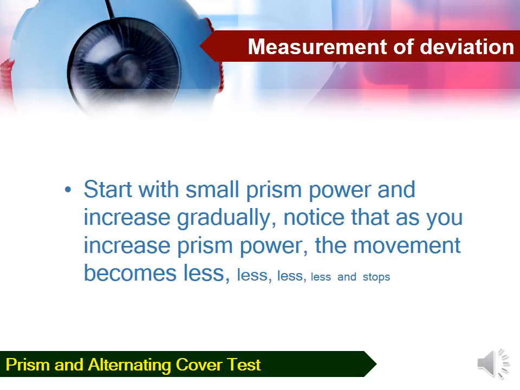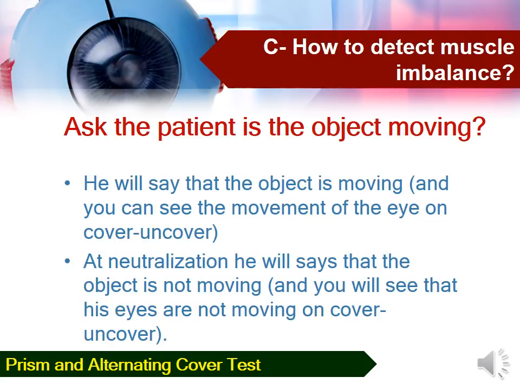Remember that during measurement of the angle, you need to start with a small prism power, and you gradually increase the prism power. You notice that as you increase the prism power, the movement becomes less and less. You can also ask the patient, is the object moving or not? If he says that the object is moving, this is why.